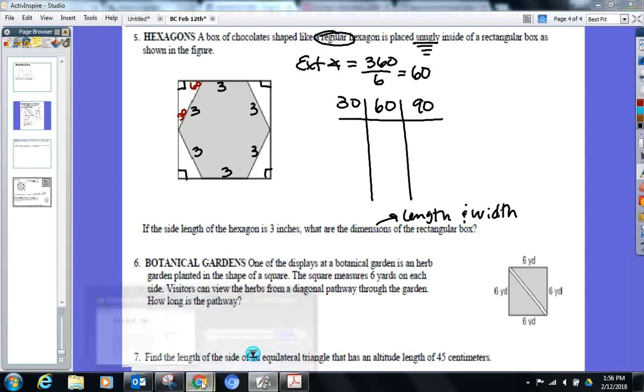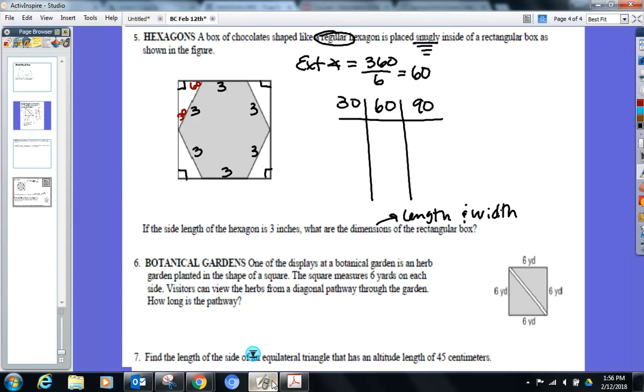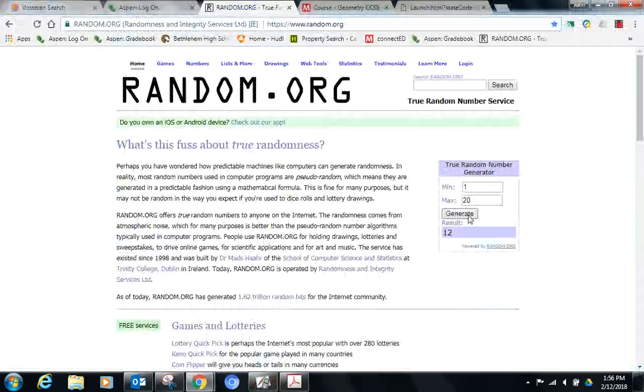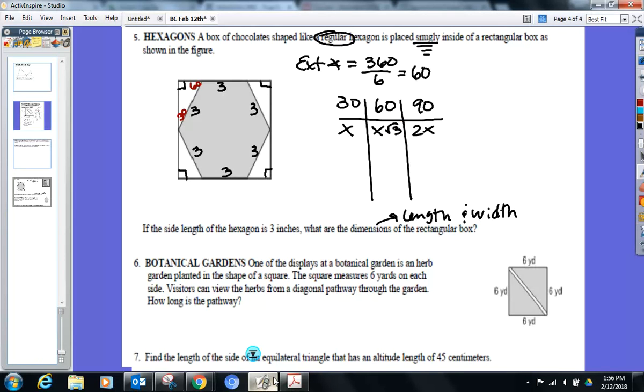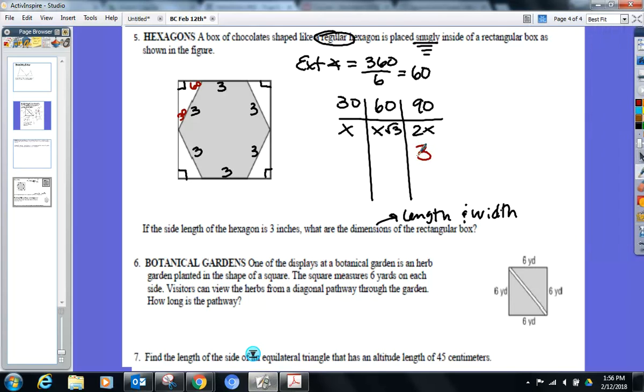What are the rules in a 30, 60, 90 triangle? How about number 4? What are my rules? 30 is x, 90 is 2x, and then 60 is x radical 3. You got it? Where's that 3 across from? The 90. Can you guys fill in the rest of the chart? Because I'm going to need both those sides, the one across from the 30 and the one across from the 60. Can you fill in the rest of the chart now?